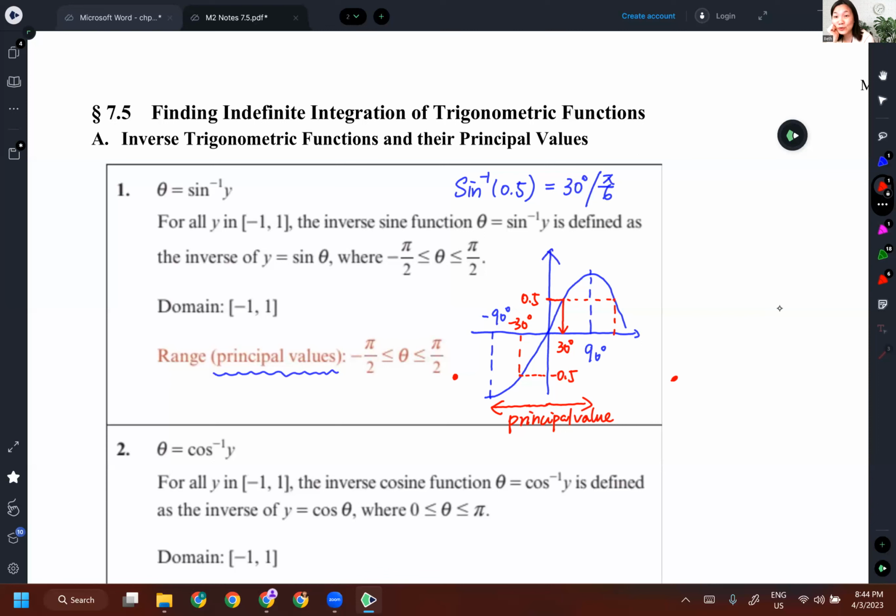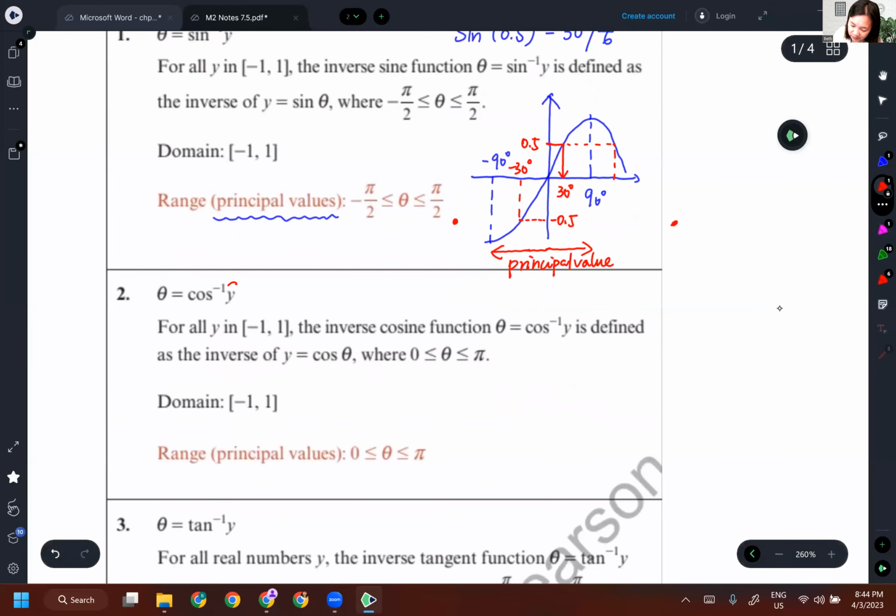Now, luckily for you, this principal value is already built into your calculator. Whenever you use your calculator, remember that it only gives you one angle, and that is always the principal value. So if you don't remember what the principal value is, you can put a number inside, and the calculator always tells you the principal value. Is that okay?